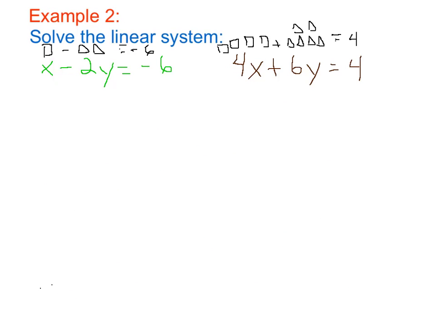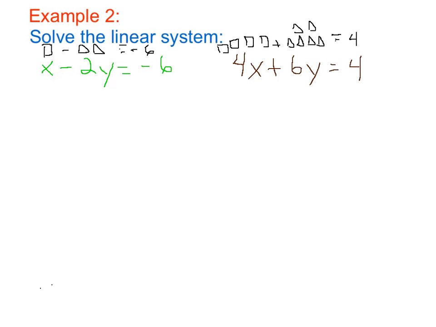Alright, here we have another example. I'm solving a linear system, and you can see I've got an equation here in green, x minus 2y equals negative 6, and right above that again I have a little drawing to represent that like we did in class. And then on the right we've got the equation in brown, 4x plus 6y equals 4. So what I'm going to do here, let's look at both equations. I notice the green one's got 1x and a negative 2y, and the brown one's got a 4x and a 6y. As I look at this, I see that the x is 1.